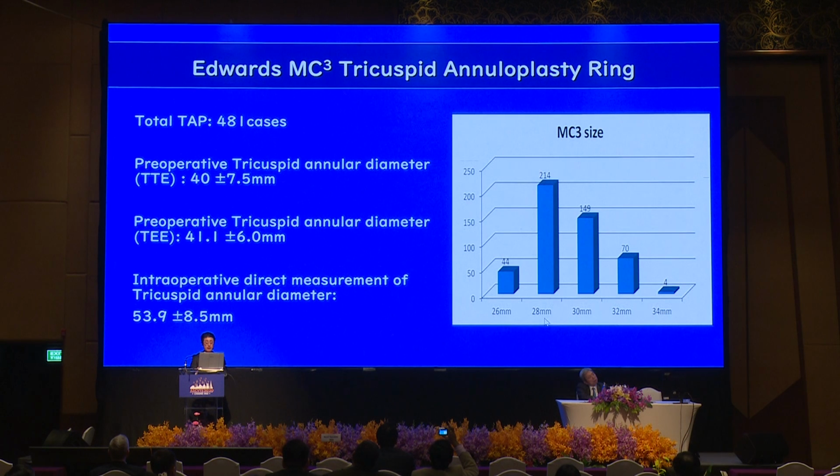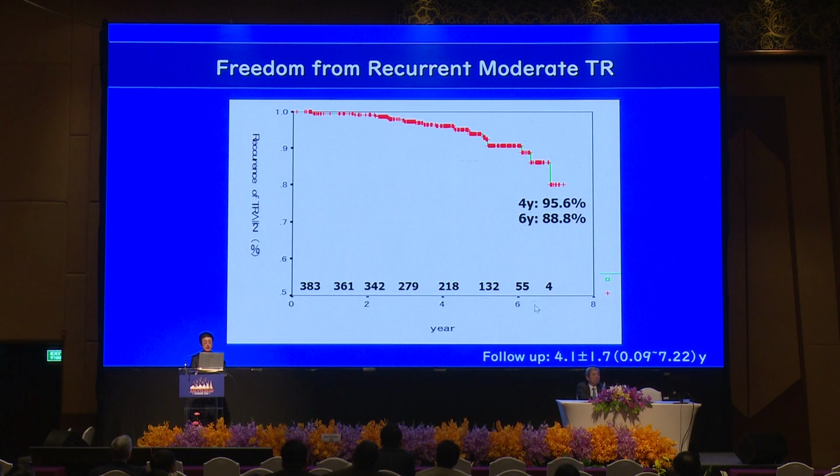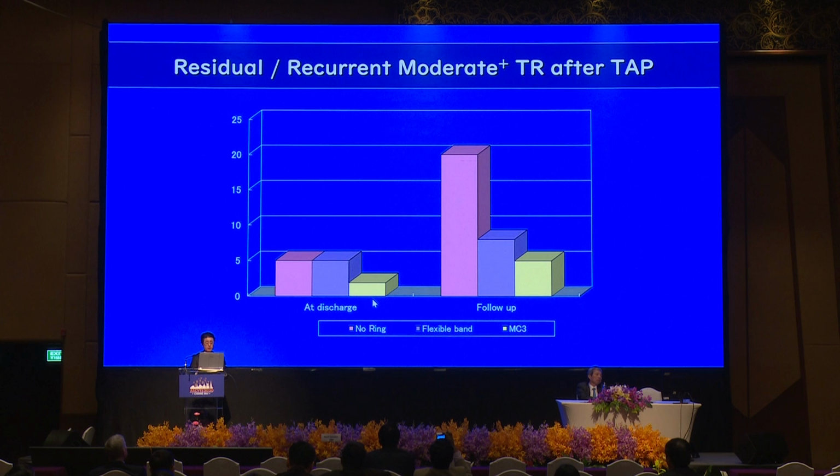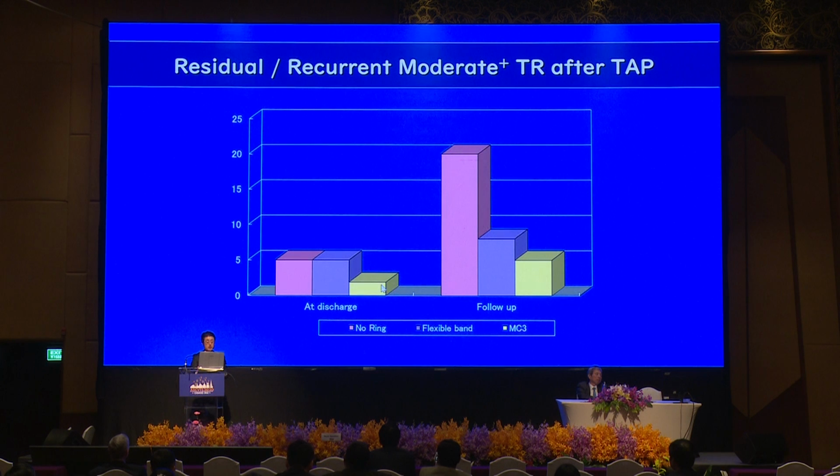The average ring size implanted in my unit was 28. We looked at recurrent moderate TR, and 5-year freedom from moderate TR was about 95%. So if we put that information together with the previous study, the 3D shaped rigid ring had the best result to control residual or moderate TR.